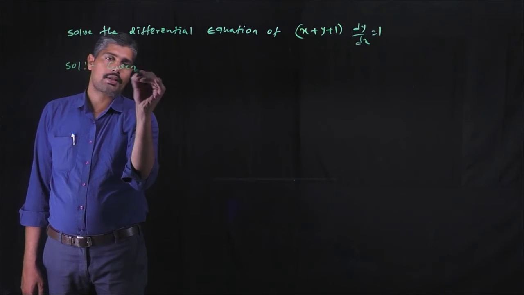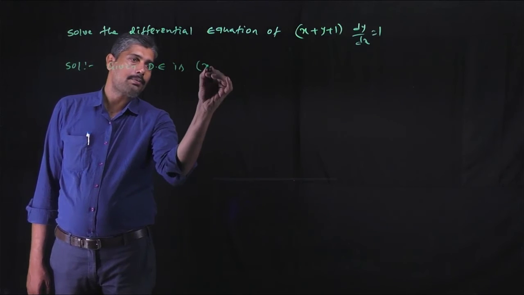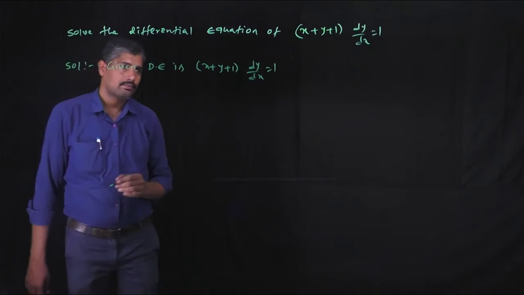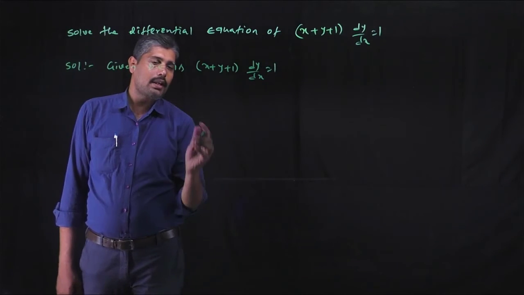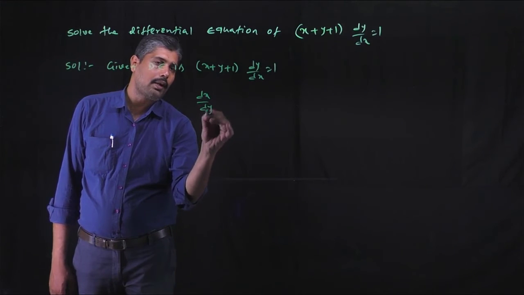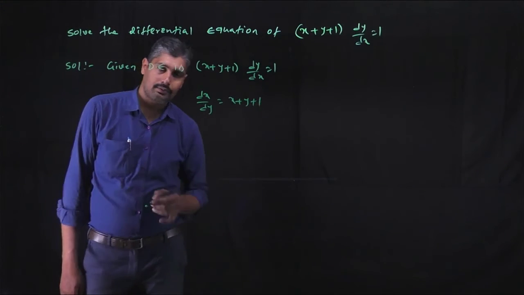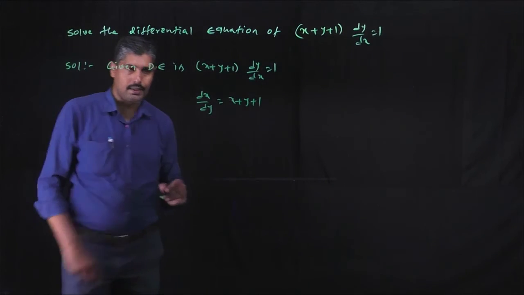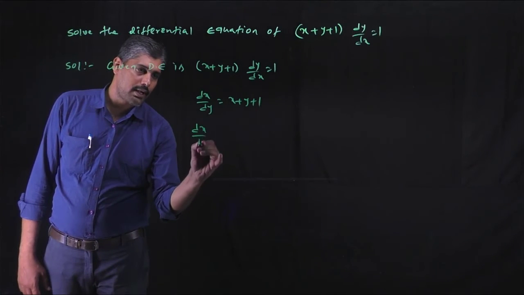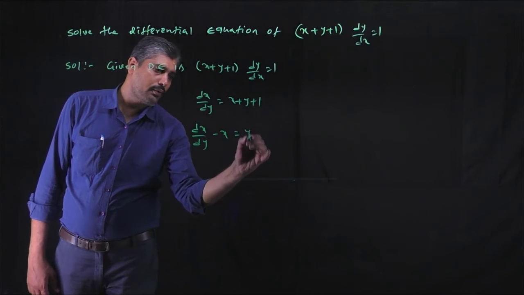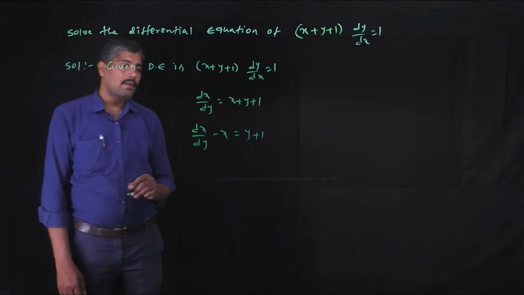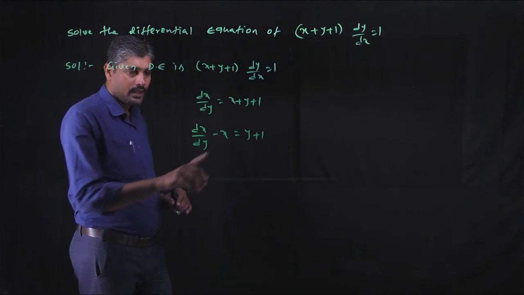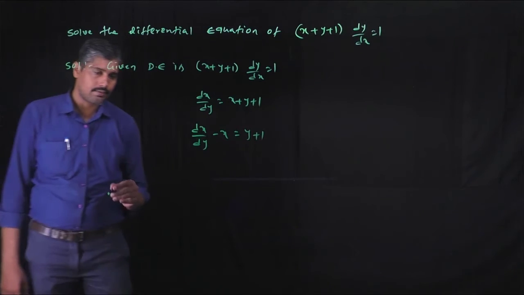Given differential equation is x plus y plus 1 into dy by dx equal to 1. Right? Here we take dx by dy. Dx by dy equal to x plus y plus 1. Here dx is there, dx by dy, that's why we take x to the left side. That is dx by dy minus x equal to y plus 1. This is a linear differential equation in x.